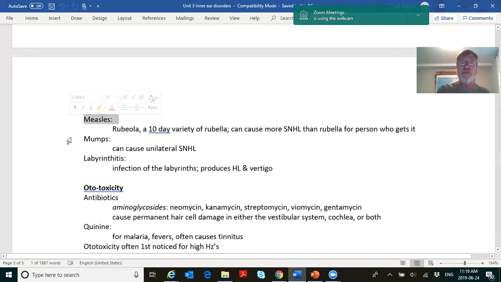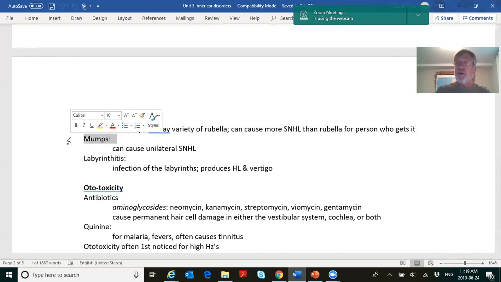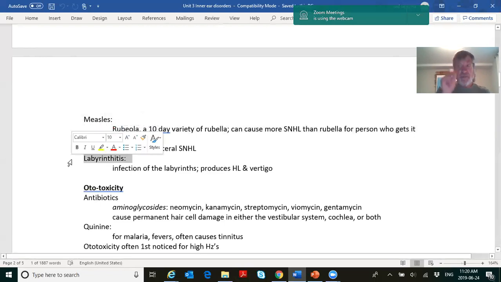Mumps, okay, jowls swelling, can cause unilateral sensory neural loss. Oddly enough, more associated with one-sided. Labyrinthitis. Itis, remember, infection, or inflammation. Labyrinth is the cochlea. A viral labyrinthitis will cause dizziness, hearing loss, but it may return back to normal. Now, if you've got bacterial infection of the cochlea, then your cochlea is gone. The bacteria will eat the hair cells and they're gone.